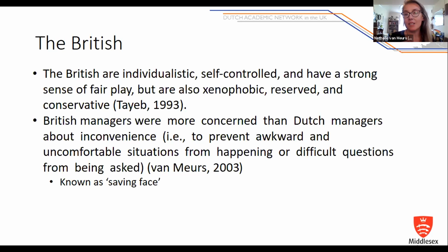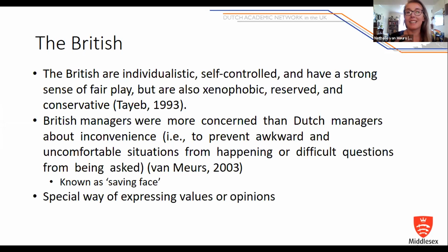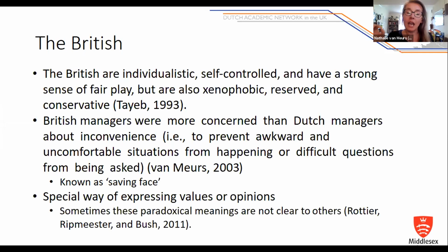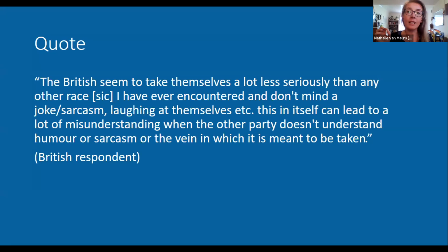But in the literature, what you see more often is a bigger comparison between, for instance, Asian countries and the West. The British also have a very special way of expressing values and opinions that can confuse people. It's obviously linked to not wanting to inconvenience people, but sometimes these paradoxical meanings are not clear to others. What is interesting about this specific reference, and I will give you all my references at the end, is that this was published in a medical journal. But obviously for that particular medical field, it was interesting enough to have a look at this because people had to work together.